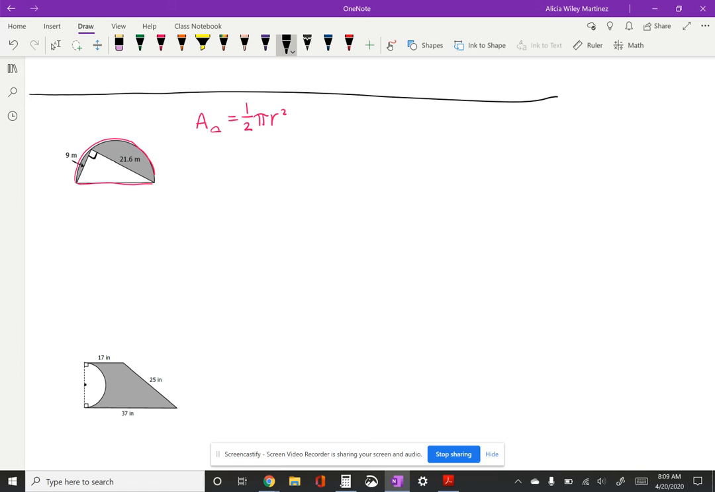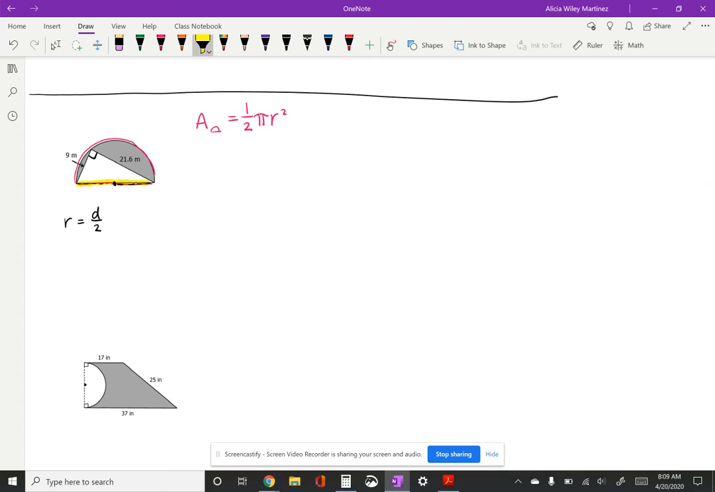So imagine that this is the center, this is going to be our radius. The way we would get the radius is if we knew the diameter, we would take the diameter and divide it by 2. The problem is we don't know the diameter. So to find the diameter, you're going to have to find the length of the hypotenuse of that right triangle.